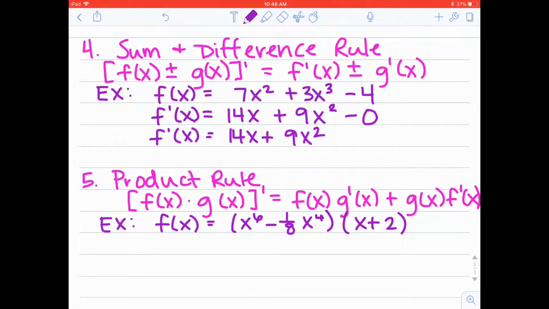Or you could look at that and say, I've got one set of parentheses and another set of parentheses, they're being multiplied together, so the product rule applies. So there are two different ways to do this problem. We're going to use the product rule because that's what we're on. So we're going to say the first times the derivative of the second, so I'm going to keep the first set of parentheses the same.